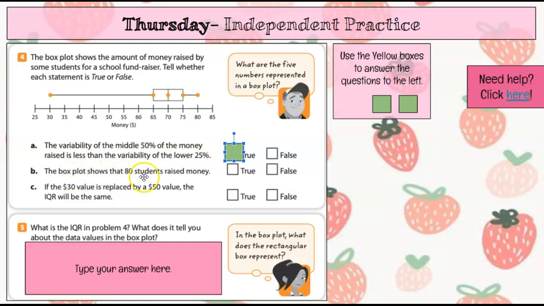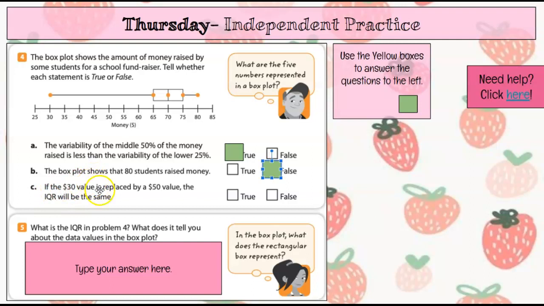The box plot shows that 80 students raised money. Well, the maximum number is at 80, but that's not the number of students. We actually don't know the number of students here. We just know the amount of money. So this is representing the amount of money, not the number of students. So that is false.